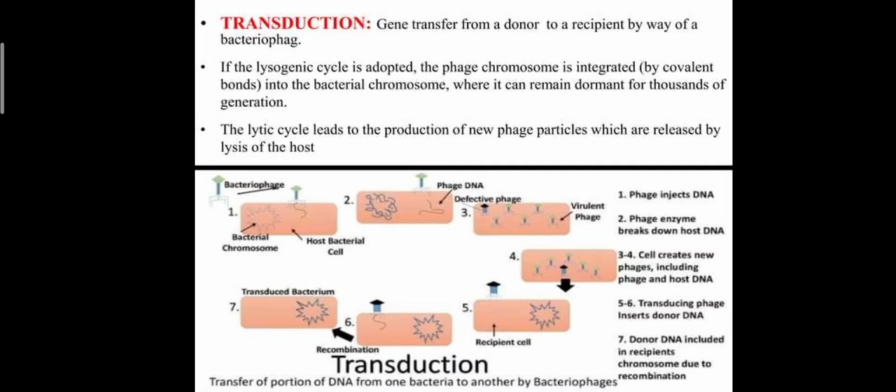Transduction. Gene transfer from a donor to a recipient by way of a bacteriophage. If the lysogenic cycle is adopted, the phage chromosome is integrated into a bacterial chromosome, where it can remain dormant for thousands of generations. The lytic cycle leads to the production of new phage particles, which are released by lysis of the host.